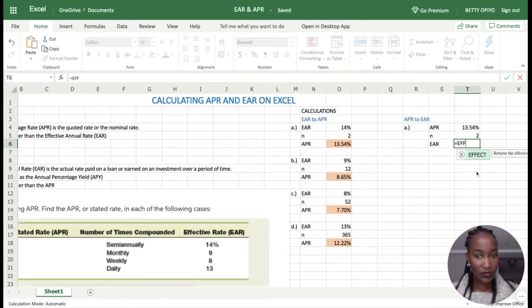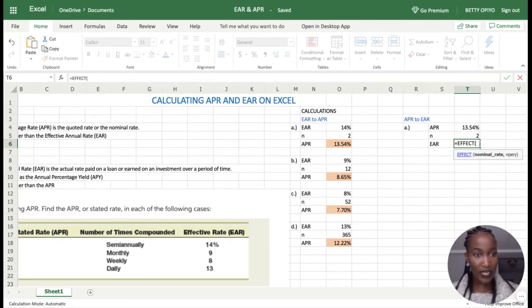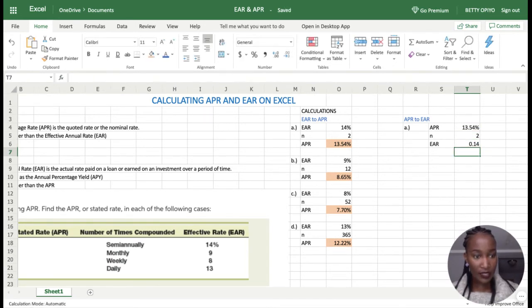So double click on the effect, and then it asks you for the nominal rate, which is the APR, because we say the APR is the same as the nominal rate. And then put a comma, and then N, which is the number of compounding periods per year. Close the bracket and enter. As you can see, we are getting 14%, which is the same as what we had initially. If I decrease the decimal places, it becomes just 14%. Okay.